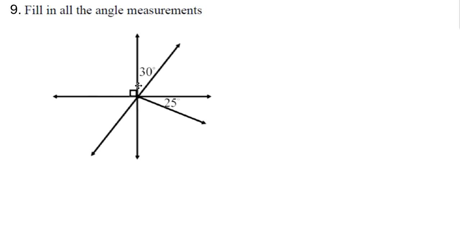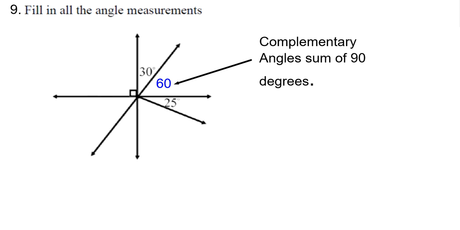If I started here and measured all the way to here with my protractor, we know that should be a total of 180 degrees. Well, if 90 is used up here, that means these two angles would have to have a total of 90 degrees. These two angles would be complementary to each other. So 90 minus 30 would be 60 degrees.